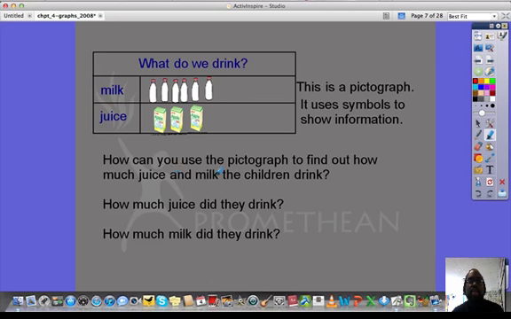It also says, how can you use the pictograph to find out how much juice and milk the children drank? How much juice did they drink, and how much milk did they drink? Now, these are simple questions, but the entire key to collecting data, boys and girls, with your bar graph, your line plot, or your pictograph, is interpreting and analyzing data. This is where you're asking questions about the data you've collected, analyzing it and thinking about what it actually means. So those are the key words: interpreting and analyzing. It simply means that you're thinking about the data that you've collected and what you can actually do with it.